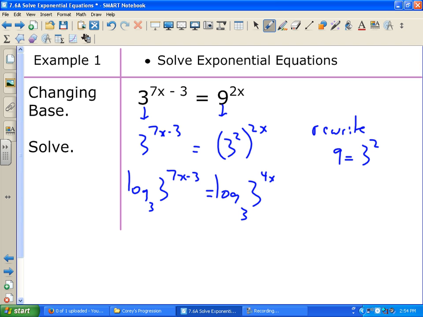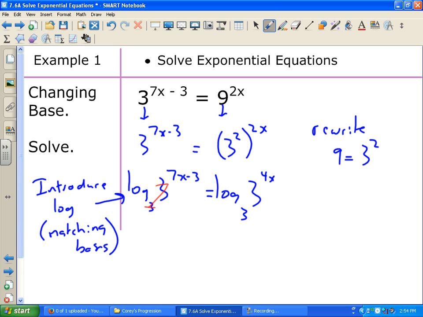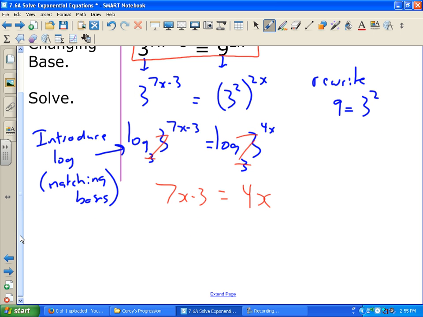So to get rid of the exponent, introduce a log. And then I'll say matching bases. It's almost as if we've been leading up to this the whole time. Because, oh me, oh my, I am shocked to see I have an identity here on the left-hand side, and the left-hand side will simplify to 7x minus 3. And on the right-hand side of this equation, oh me, oh my, I'm shocked to see that there's an identity on the right-hand side, and that simplifies to 4x. And I've just gone from solving a relatively complex exponential equation to a one-variable linear equation.